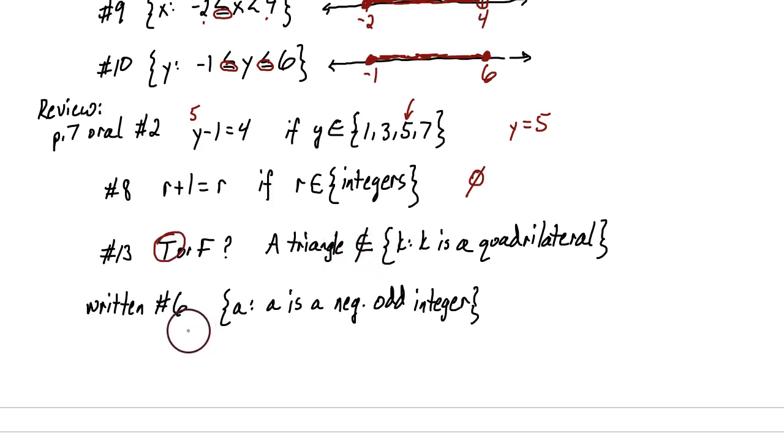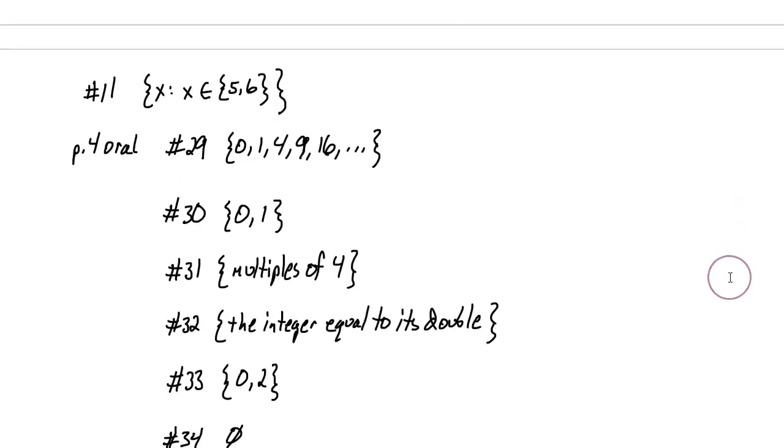Number 6, we're asked to list out the members of the set. Let's list all members for A such that A is a negative odd integer. The first negative odd integer is -1. And then as you decrease, we would have -3, -5, -7, and so on forever. Next, number 11. Let's list all the elements for x if x has to be an element from this set. Well, x could be 5, or x could be the 6.